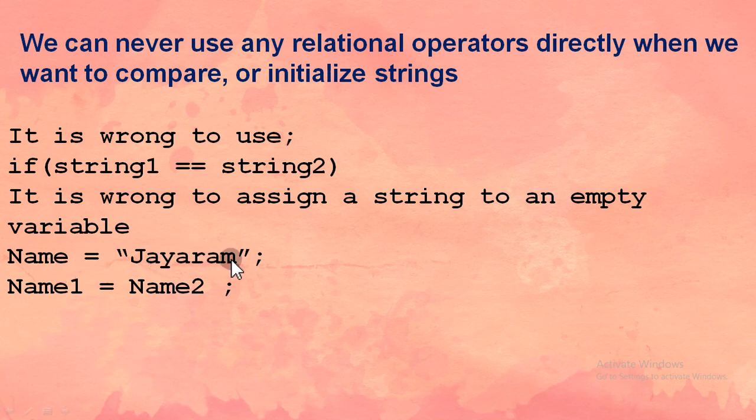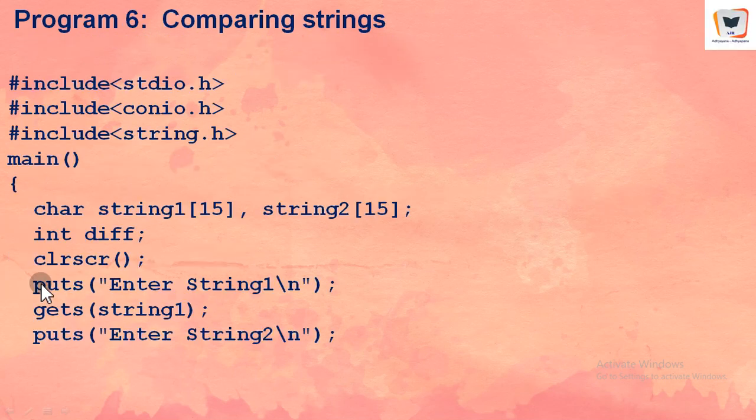So name = Jayaram, name1 = name2. You cannot do this within a program. You should have the array symbol. Here name1 = name2, we are just assigning name2 to name1. This is simply impossible as far as strings are concerned. In order to assign name2 to name1, we need to do string copy.